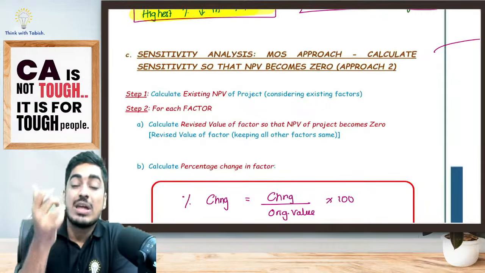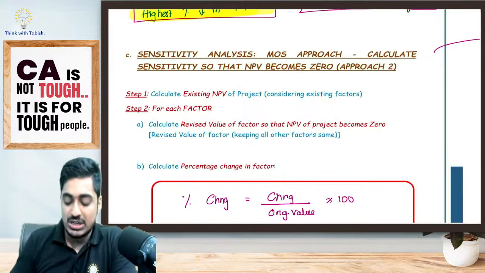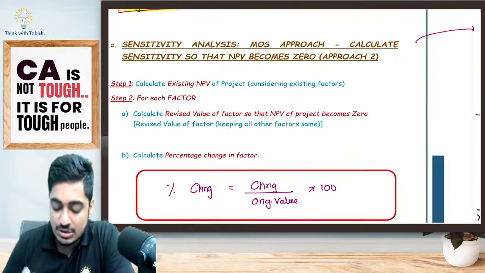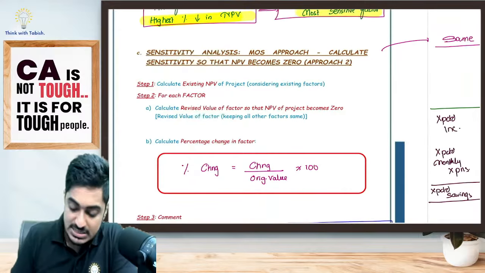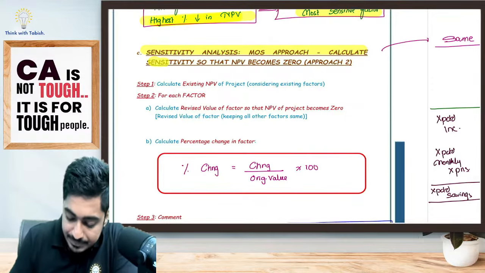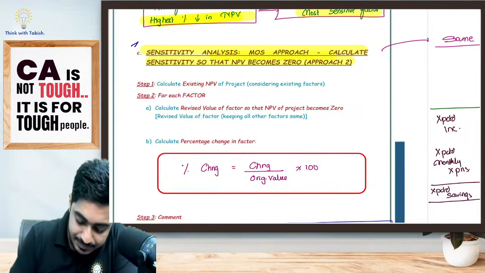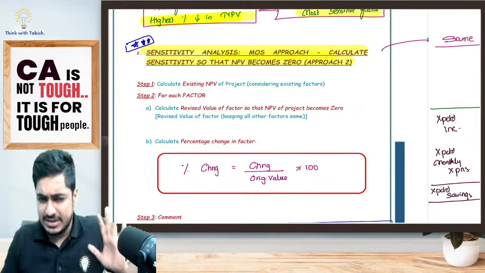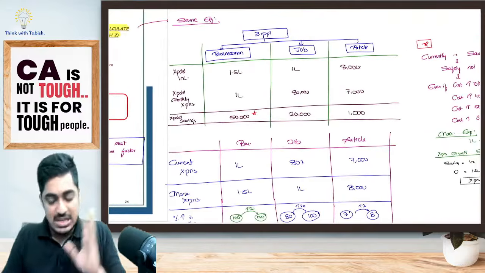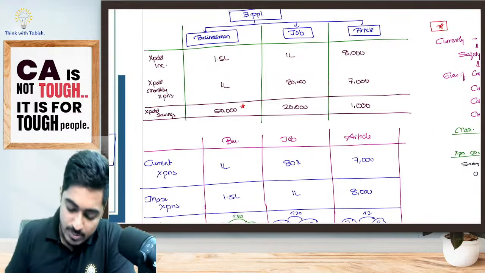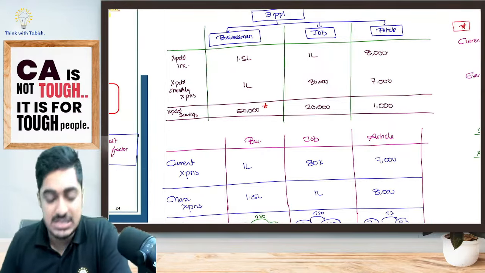Now there is one more way to do the calculation. What is this, sir? One more way. It is called the margin of safety approach. Now, this is going to be a bit tricky. In the limited time, I will try explaining. Please pay attention. Same example, 3 people were there, businessman, job, article. First let me take the example of businessman.